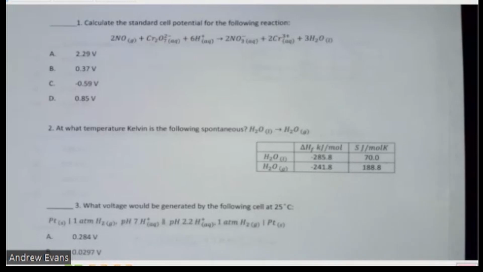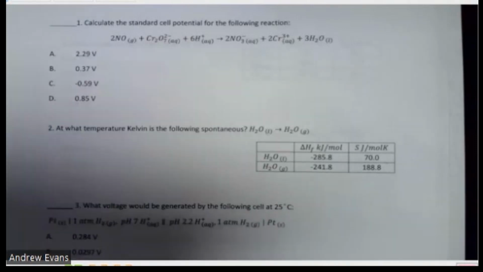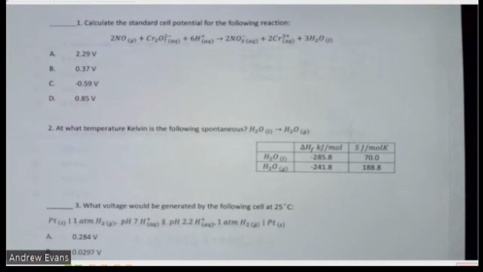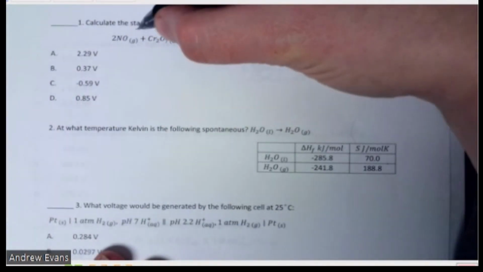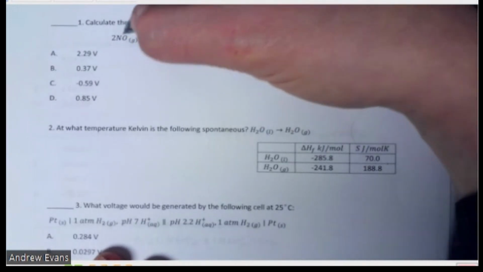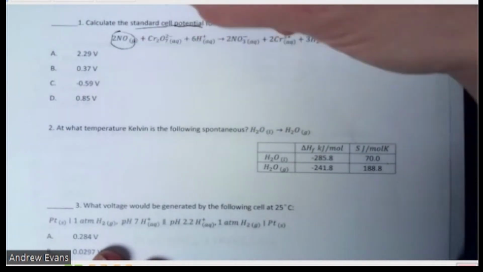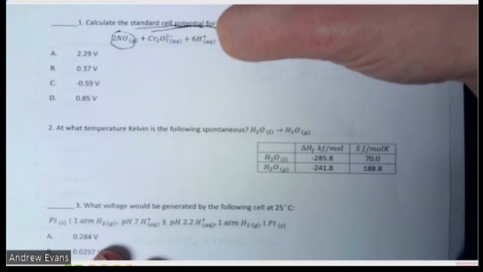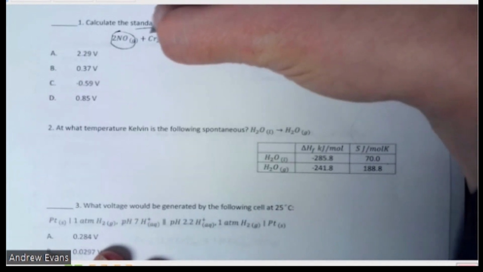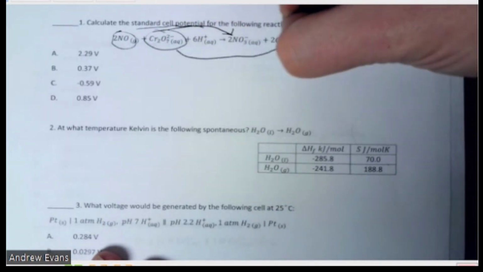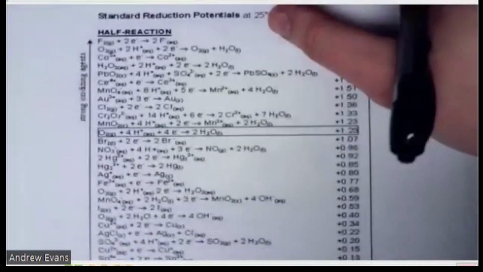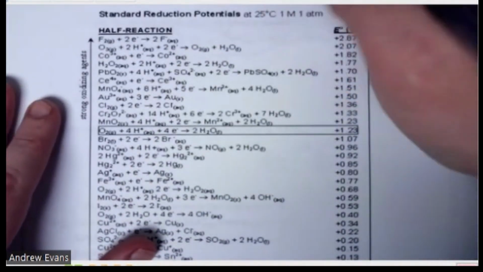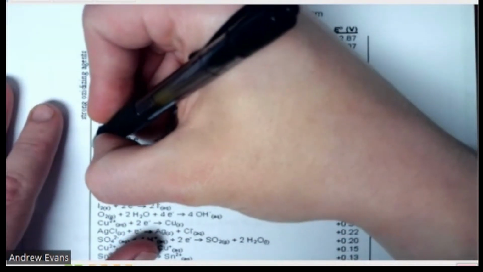Okay, here's the long ago promised test for practice. So starting off, cell potential of the following reaction. So we have to look at what's happening. So we have NO going to NO3, and we have dichromate going to chromium. So we have to find those cell potentials. So let's find NO first. NO to NO3.